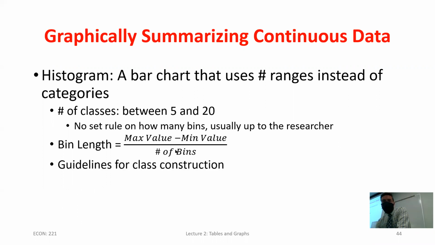So some other guidelines we want to make sure we follow. The bins, or these classes, must be mutually exclusive. So when I said how many people make between 0 and 50,000, how many people make between 50 and 100,000, what's the problem there?